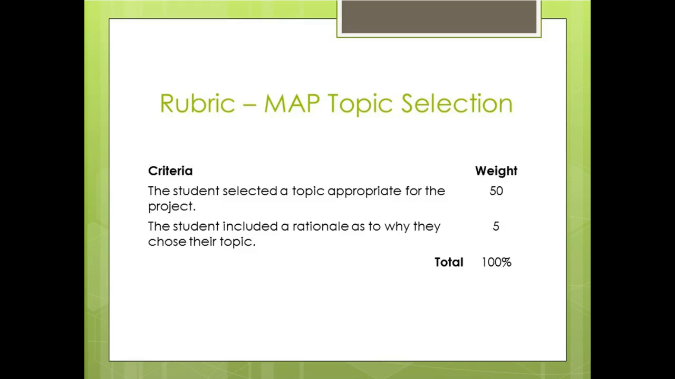The rubric for the topic proposal this week is 50 points for the student selected a topic appropriate for the project, and then 5 points for the student included a rationale as to why they chose their project. And remember, your approved list is either a television series, a specific film, or a specific work of art. And you have to actually tell me what specifically you've chosen, not just, I've chosen to analyze a television series. You need to say, I've chosen to analyze the television series Friends, and here's why, okay? Or a film or a work of art.